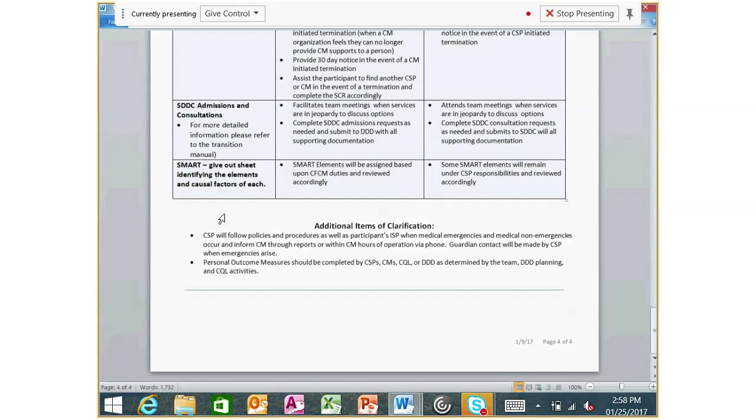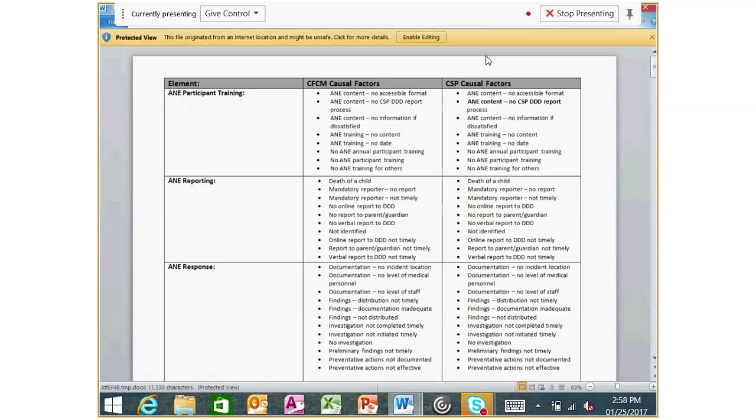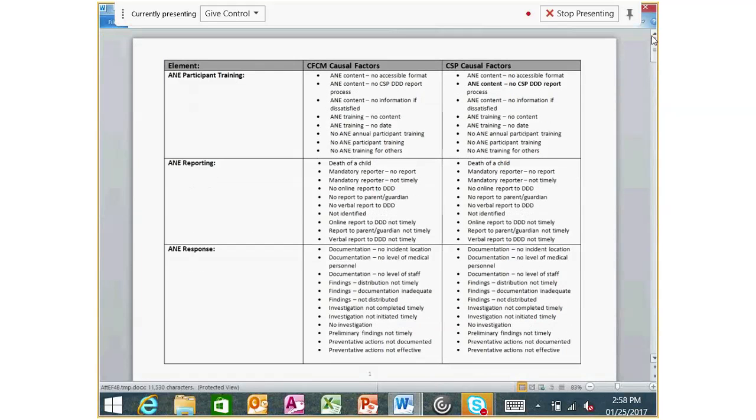Okay, moving on to SMART. One of the documents that we've put together is an outline of all of the elements and causal factors, and whether the case manager or the community support provider is responsible for each of those elements and causal factors. This again was one of the documents that should be available for download. We'll find a way to get it out to you regardless.